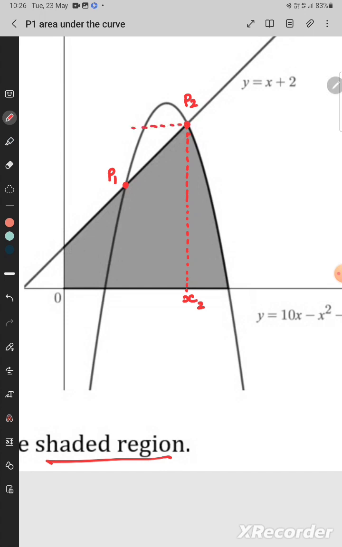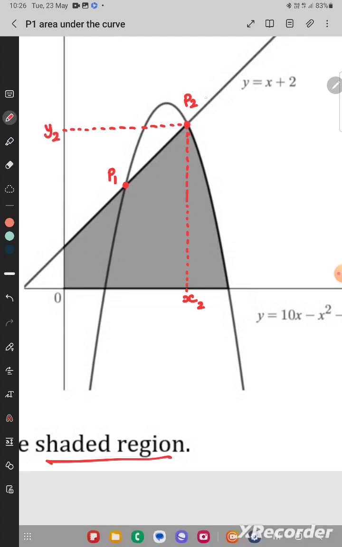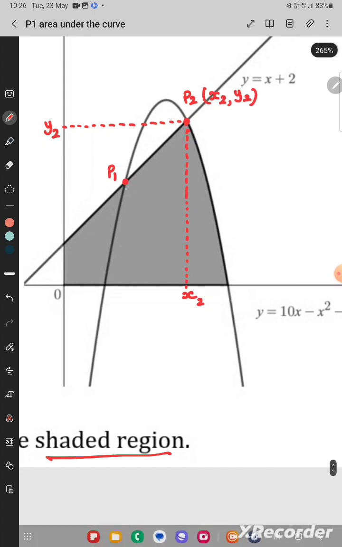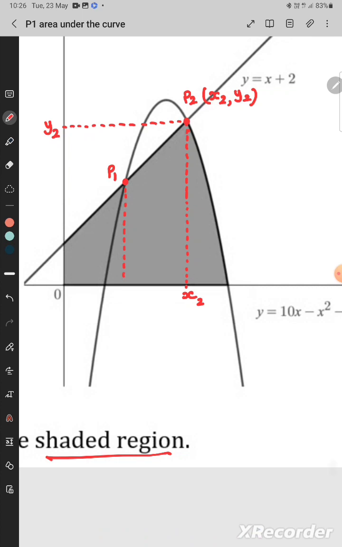So here this is going to be what? The y coordinate of P2. Right, so this is x2 comma y2. Okay, and if I do the same thing for P1, this is the x coordinate of P1 and this is going to be the y coordinate of P1. So x1 comma y1, that's the coordinates of point P1.